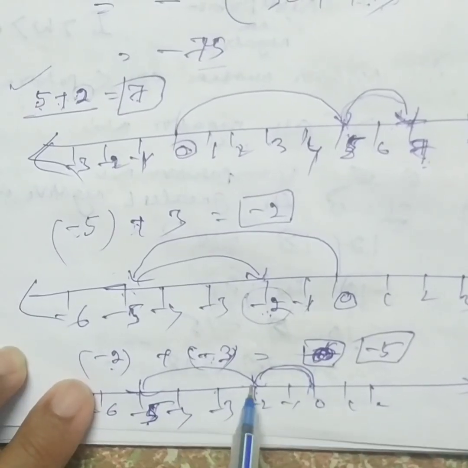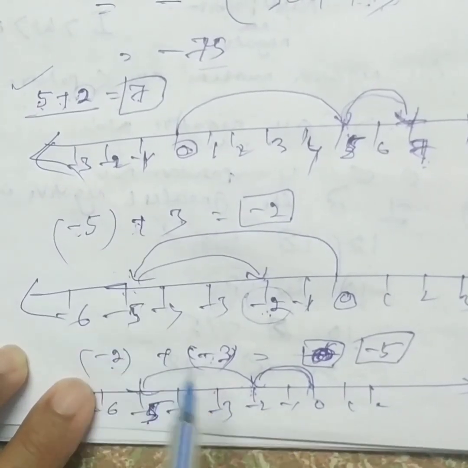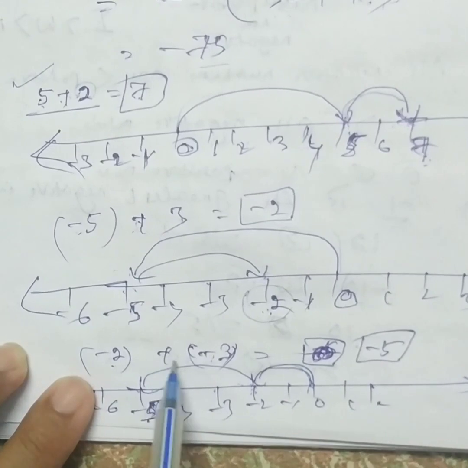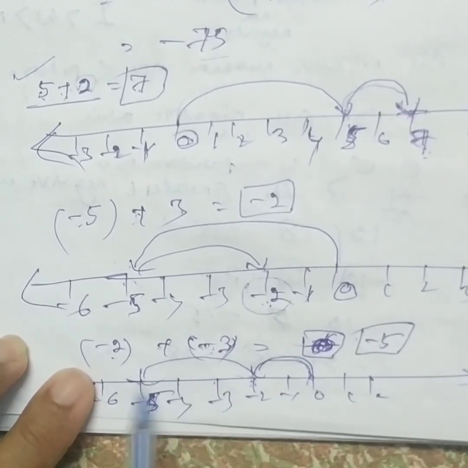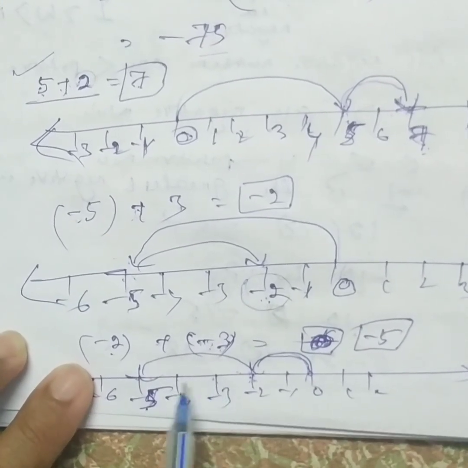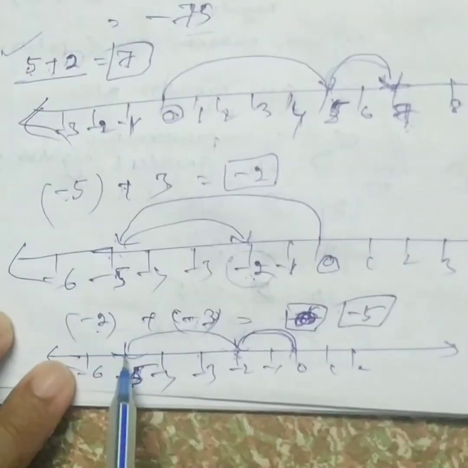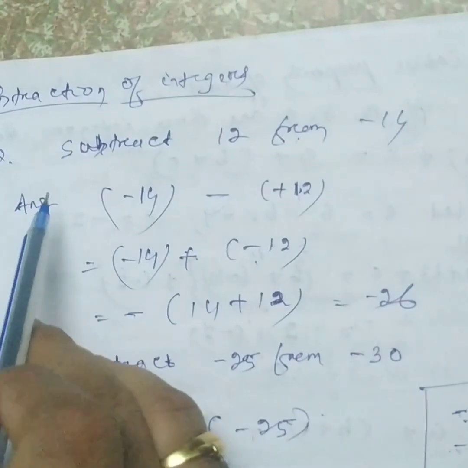Negative integer, so I have to go left of -2. If positive, I have to go right of -2. But as the negative symbol is there, plus minus will be minus. So I will go left of -2, 3 steps: 1, 2, 3. So it will become -5. Here -5 is written.